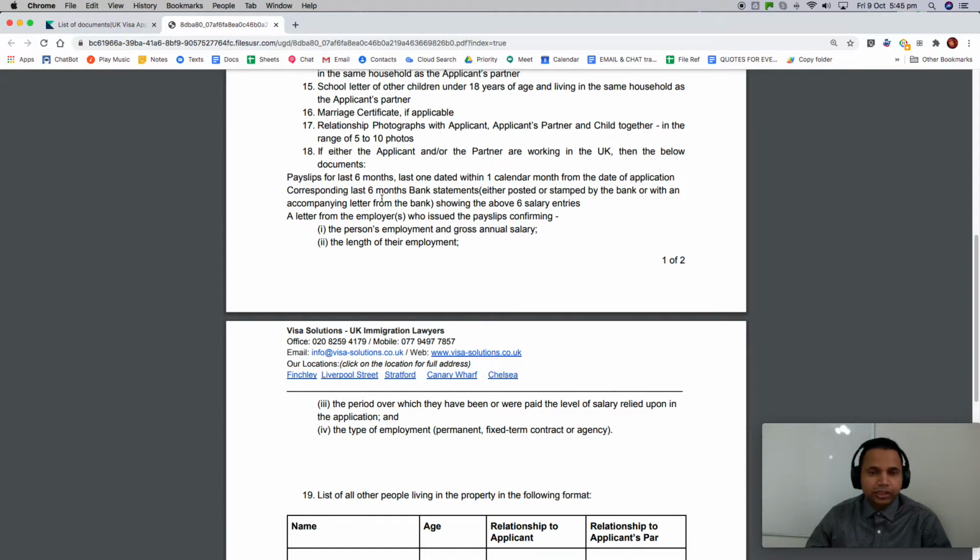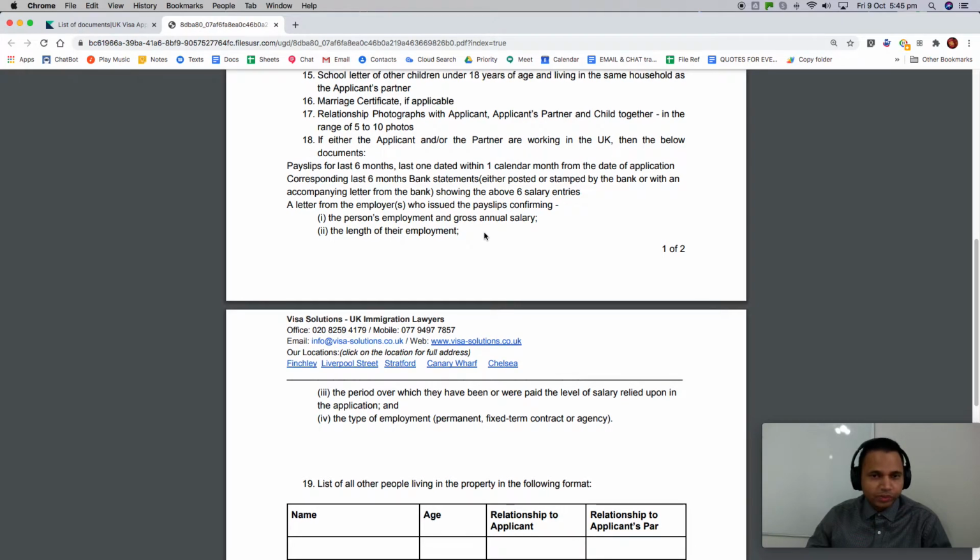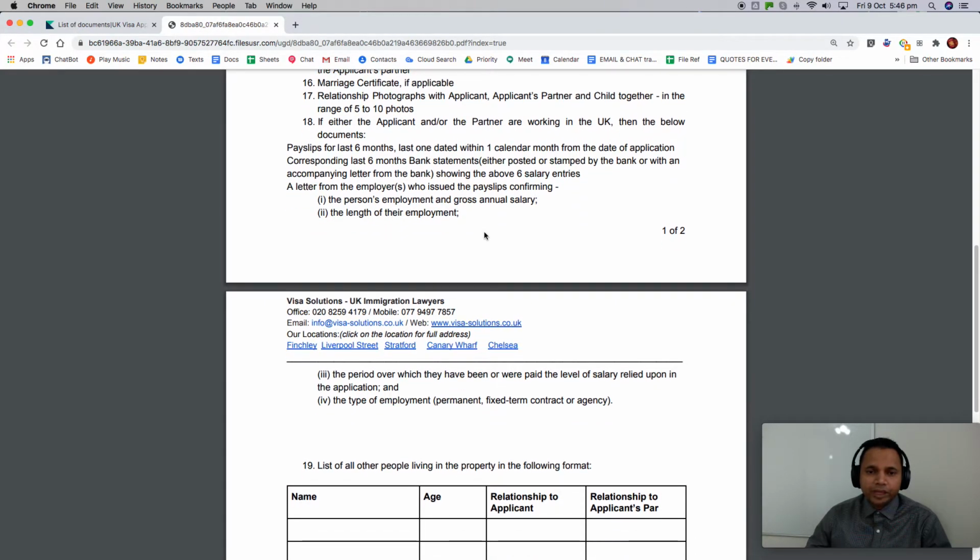It's just that they divorced and then he had to go for the parent visa, because the spouse visa would be curtailed then. So he did give us payslips for the last 6 months, corresponding bank statements, and a letter from the employer, and he did meet the financial requirement. So the financial requirement can be met in this route also. This is a common misconception that parent visas are only given under the 10-year route, but that is not correct.